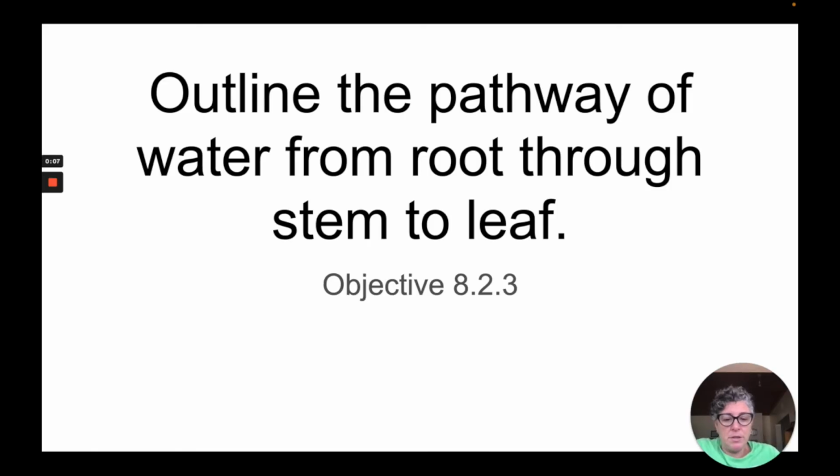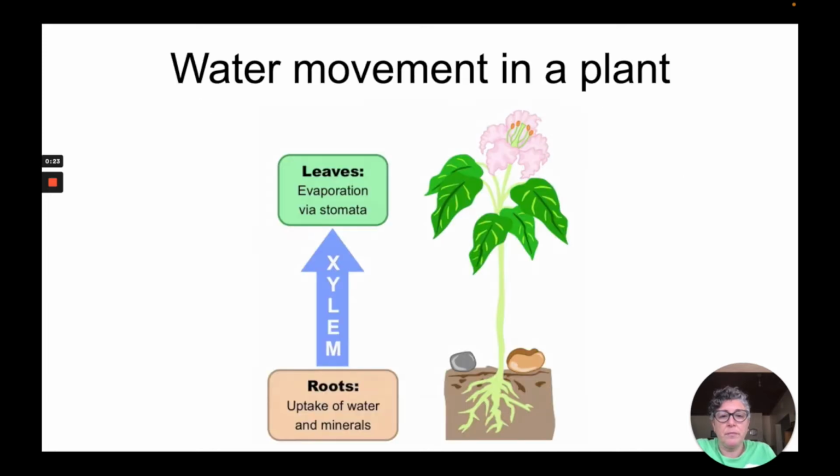This video covers the IGCSE Biology Objective 8.2.3 on the 2025 CAIE syllabus to outline the pathway of water from root through stem to the leaf. So let's take a look at an overview of water movement through the plant.